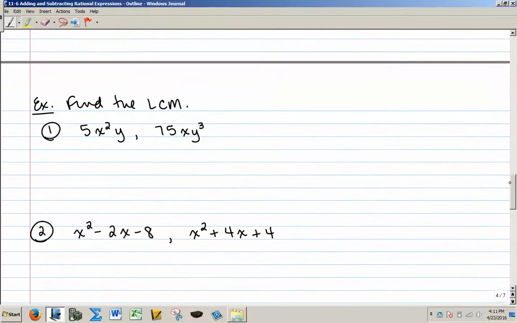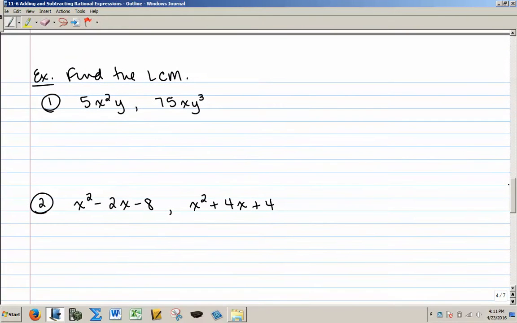finding the LCM. So here we have two monomials, 5x squared y and 75xy cubed. So 5xy can just be written as 5x squared y, 5 times x squared times y.